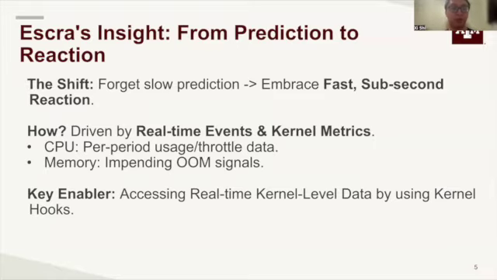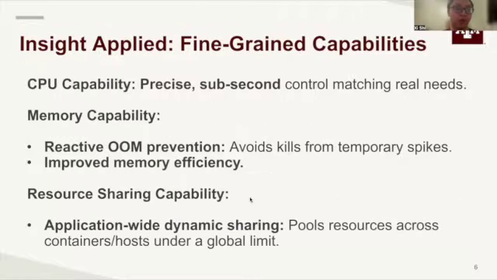How does it do this? It gets very precise and timely information. It knows CPU usage and throttling instantly. It also knows about memory pressure before OOM happens. The key is accessing the real-time data directly from the OS kernel. This avoids delay found in other tools. It allows very fast reaction. So, Escra can react very fast by using kernel data.